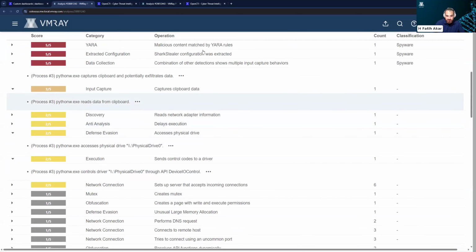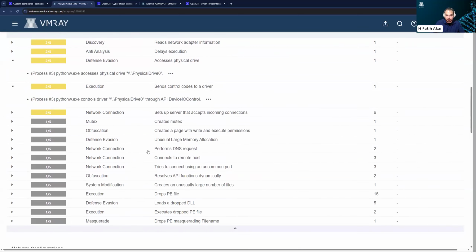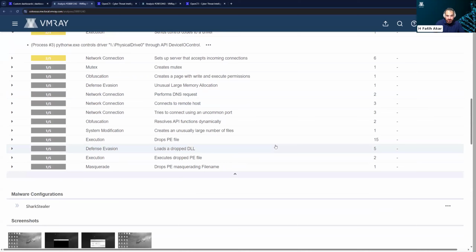And there are not only these behaviors, of course, but also a lot of other things around the network, like performing a DNS request to a particular domain. And we are able to get all this visibility in under like 4 minutes.